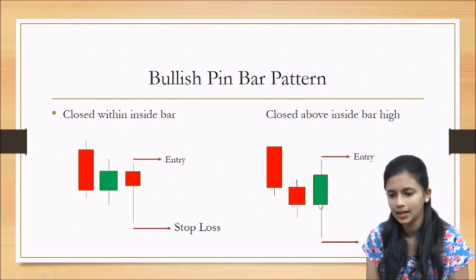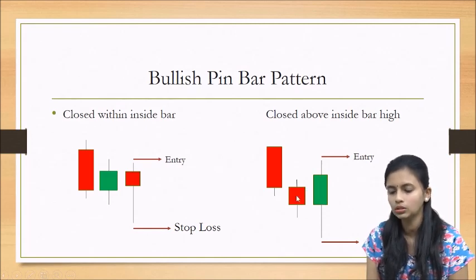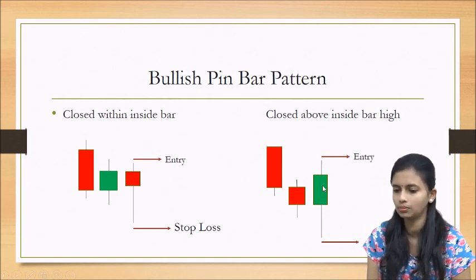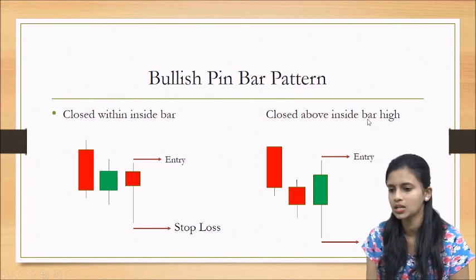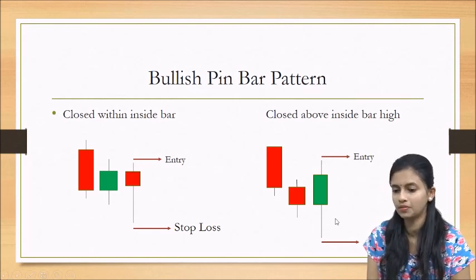Okay, here again, see, it has to close. Even if it closes above the red candle, that's fine. Okay, it is closed above the inside bar high. You can see here the high of this candle is here, right? This is the high of this red candle. So green candle closed above the high of this candle. Now in case the low of this green candle is below the low of this red candle, then you cannot consider this pattern as bullish reversal pattern.